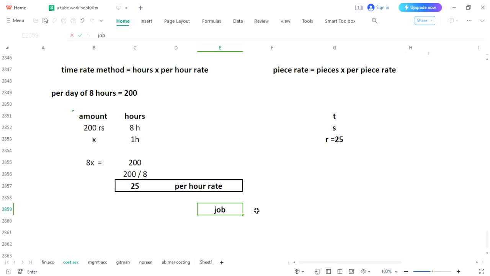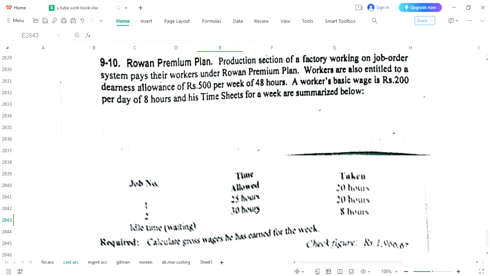So what we will do is apply job 1 over here. Secondly, this heading was very important, Rowan premium plan, though it has not been described within the question. Normally it is discussed under the Rowan premium plan. So we need to calculate the amount of wages for job number 1, then for job number 2, and then idle time. Three calculations we will make, and the sum of these three headings would be our final answer.